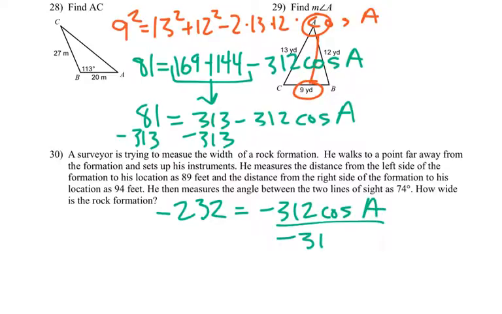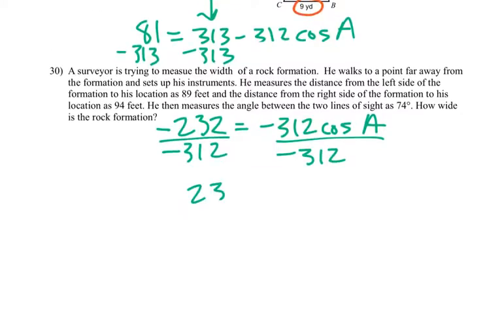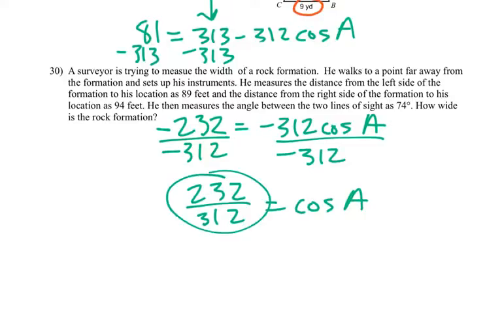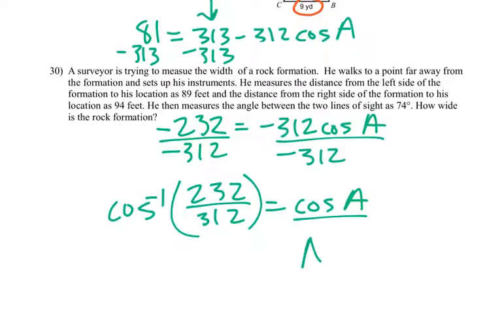Then we divide by negative 312. So we get 232 over 312, because they're positives, equals cosine of A. Now, could I try to reduce this fraction? I could. But at the end of the day, to get this angle, I'm just going to have to take the inverse cosine of that. So I might as well just leave it like that.